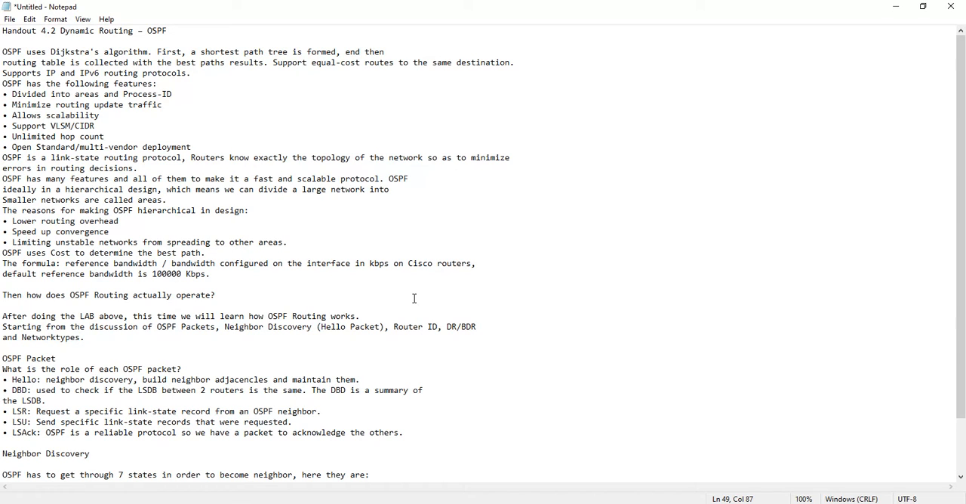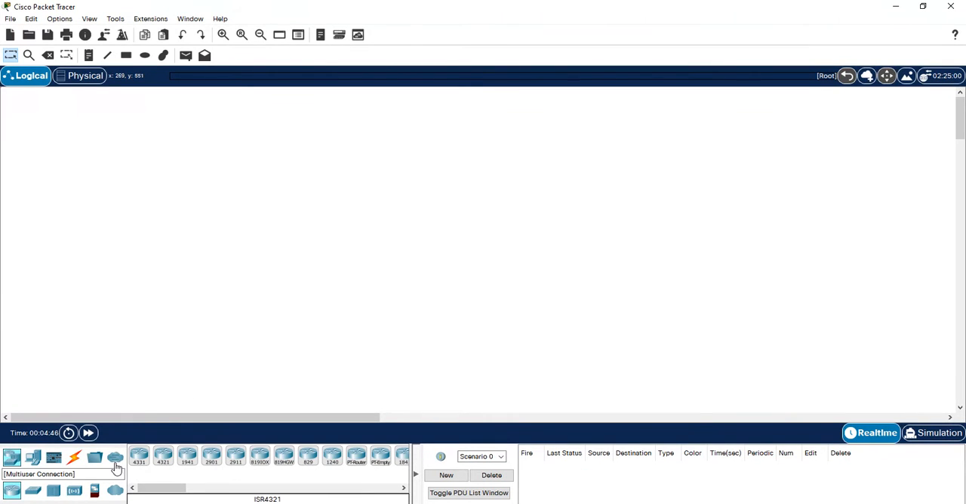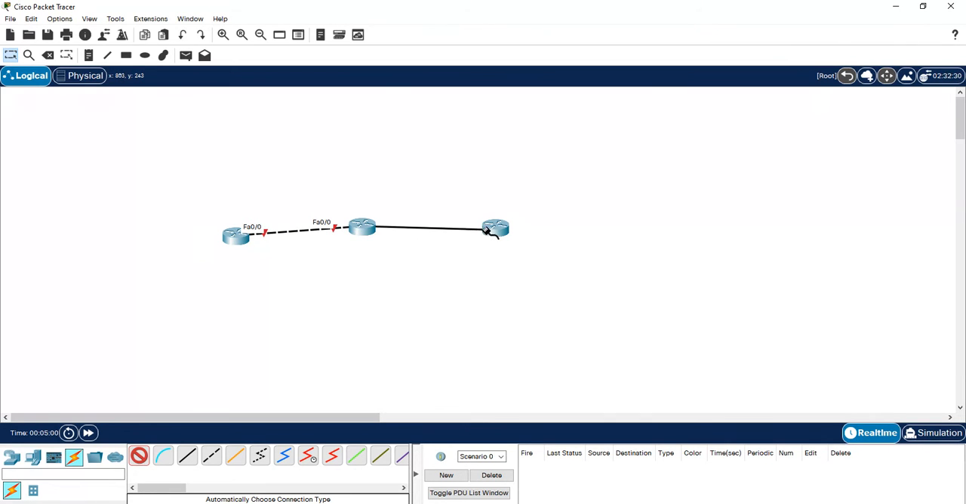After doing the lab above, first we will make a simple topology for the OSPF protocol. We need three routers and connect them with the automatic cable. This is router 1 to router 2 to router 3. We name them router 1, router 2, and router 3.